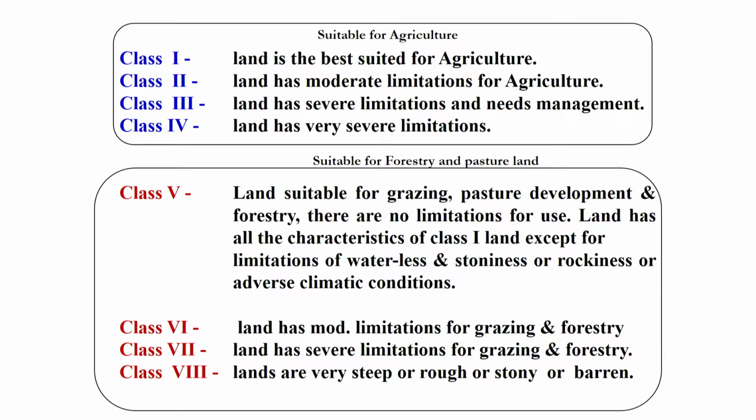Class 5 to class 8, if your land is classified in this category, then we can say that capability class 8 is very poor. The soil is very thin and stony, and doesn't support any vegetation, so we classify it in capability class 8. And capability classes 5, 6, 7 have increasing limitations in those soils.